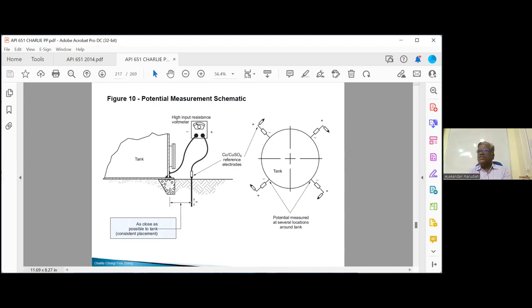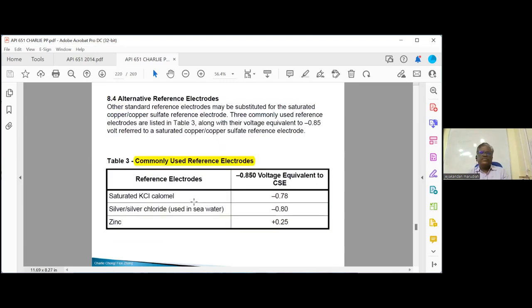There are values for that. If the output is not coming, it means there is no electron flow. That means cathodic protection is not working effectively. These are the reference electrodes we generally use. Normal use is copper sulfate, but you can also use calomel, silver chloride, or zinc.